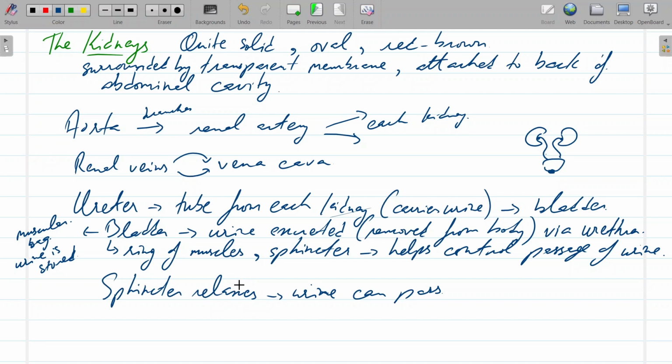Children, the book says up to 3 years, I believe, is when they develop control. Otherwise, they don't have much control over their sphincter, and so that has its own problems, obviously, with toddlers and kids. Okay, now taking a look at the kidney in a bit more detail.